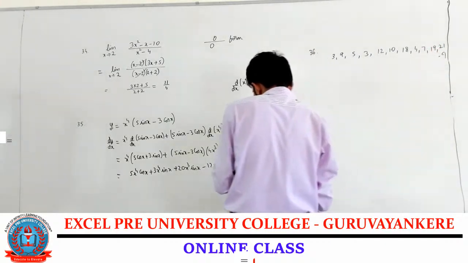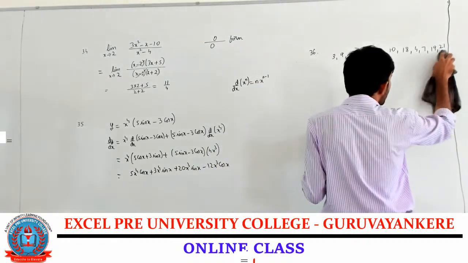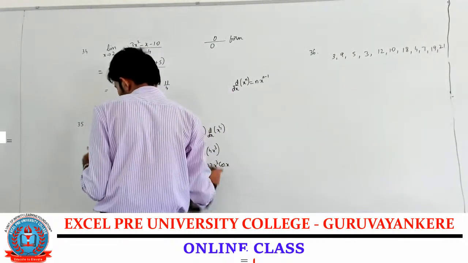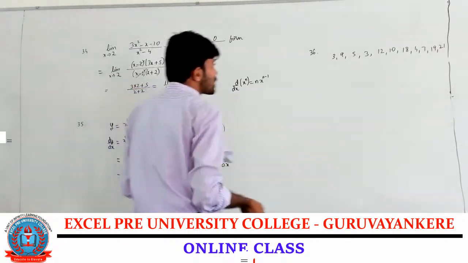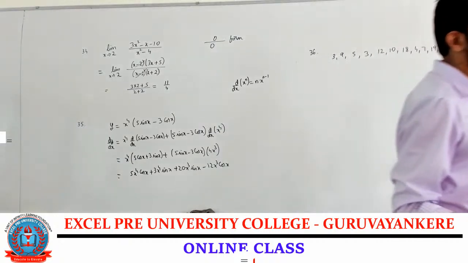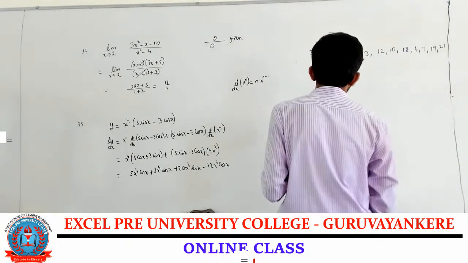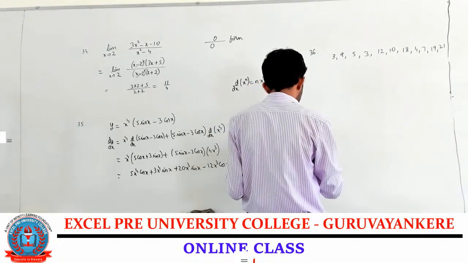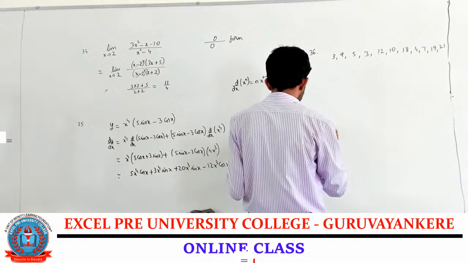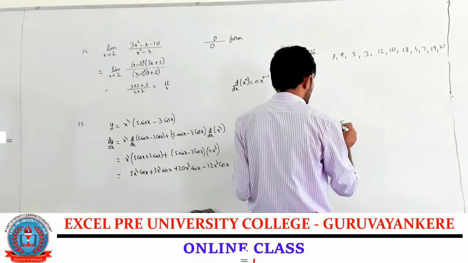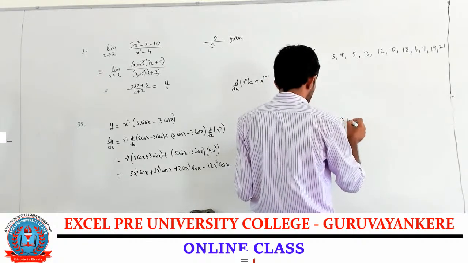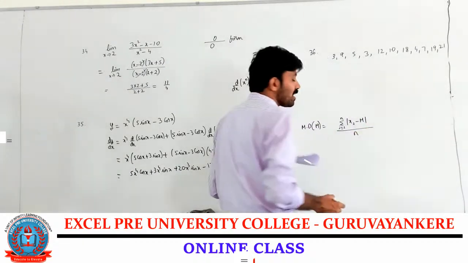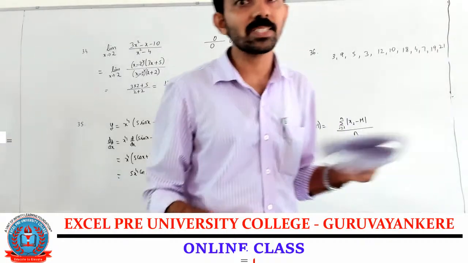We have to find the mean deviation about the median for the following data. What is the formula for mean deviation about the median? Mean deviation about the median is equal to the sum from i equals 1 to n of mod of xi minus M, divided by n. N is the number of observations. M stands for the median.